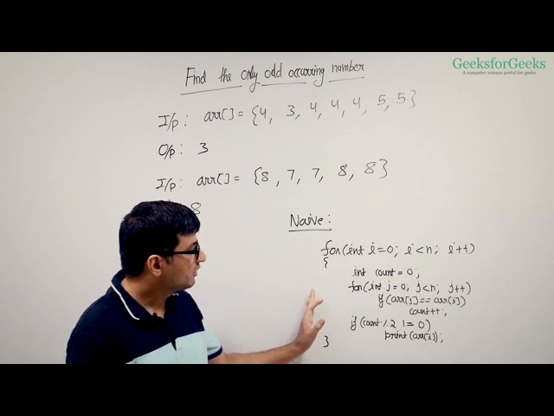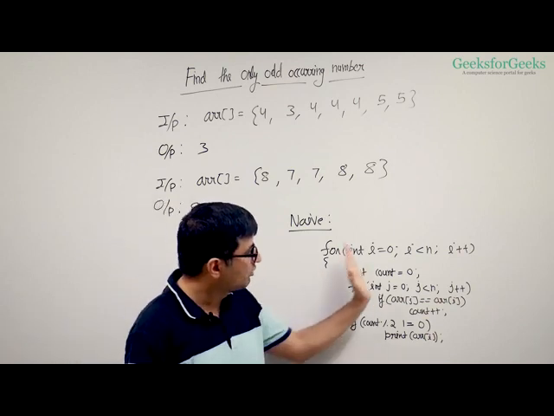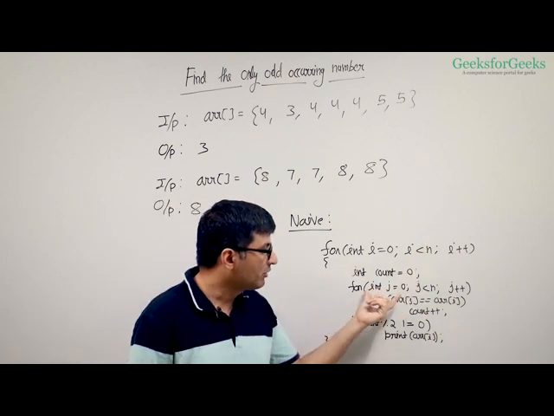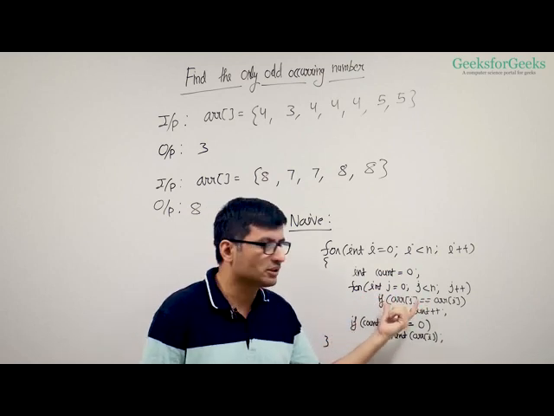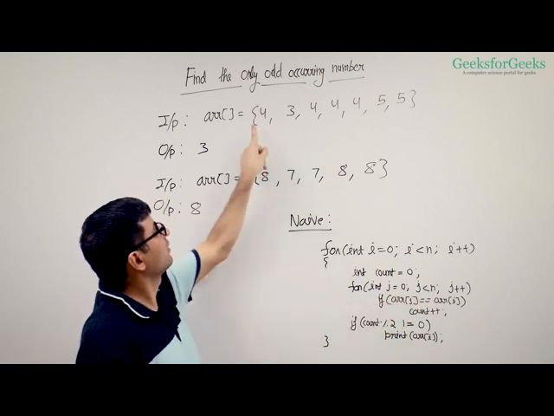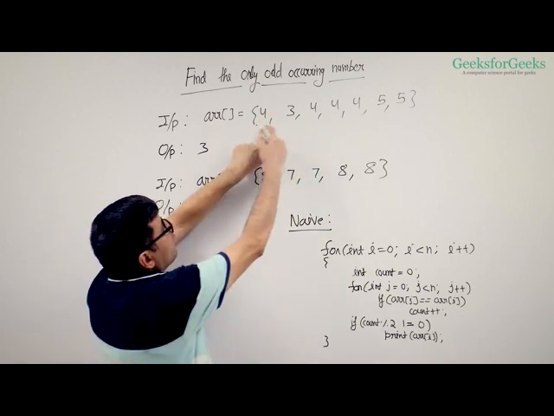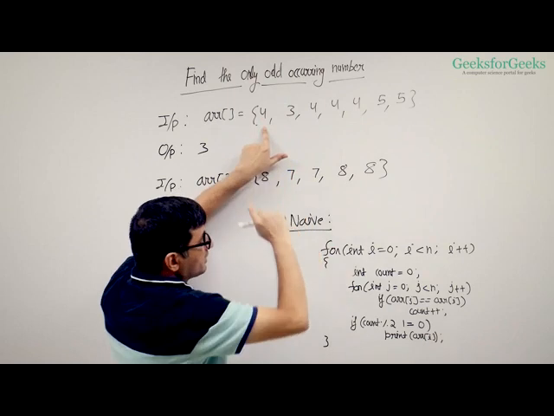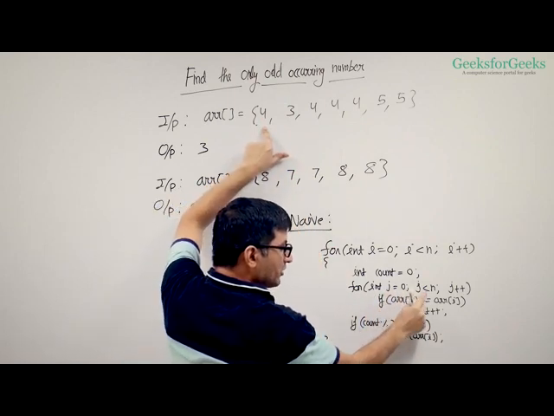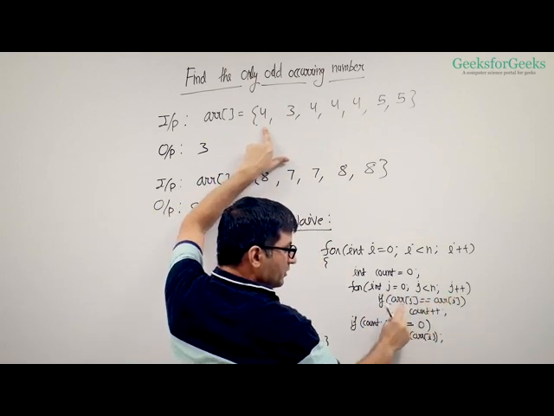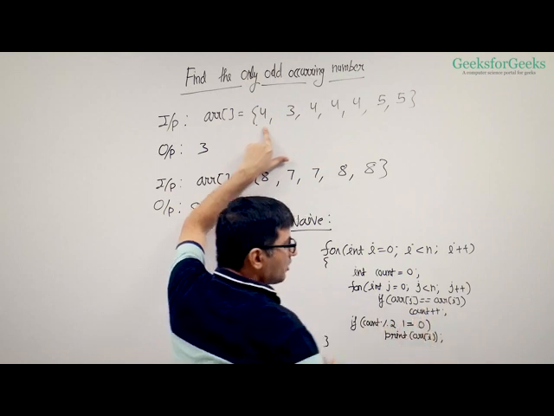In the naive solution, we will traverse through all the elements. For every element, we will count how many times it appears. So you run a loop for traversing all the elements one by one, and for every element, you traverse the whole array and count how many times it appears, right? So you have j equal to 0, j smaller than n, j plus plus. If array j is equal to array i, then you do count plus plus.